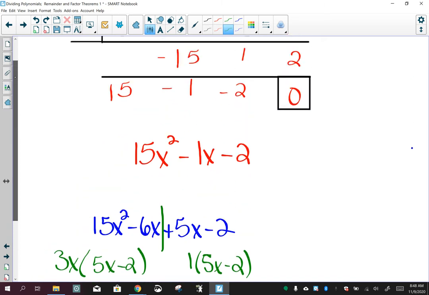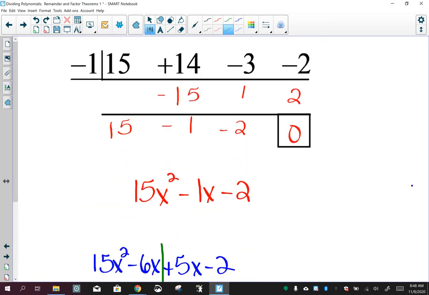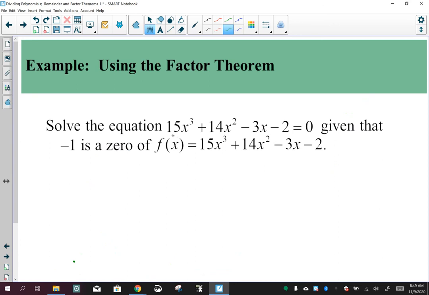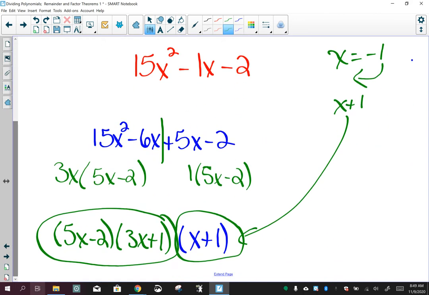So if you remember, that's what we were dividing by right here. You have to remember that's x is equal to -1. So when I move that back over, that becomes x plus 1. And so that is where this blue x plus 1 comes from. So this means that our original equation here, this piece right here, when we factor this down, it factors into 5x minus 2 times 3x plus 1 times x plus 1. Okay?